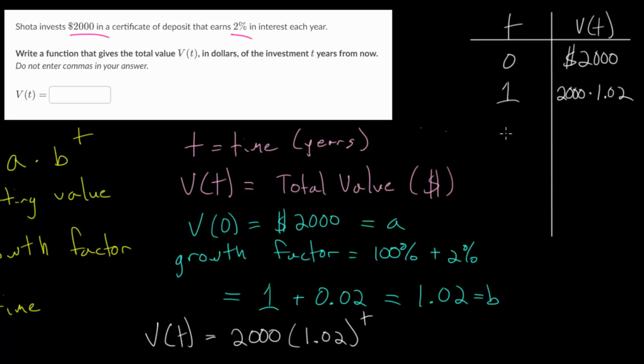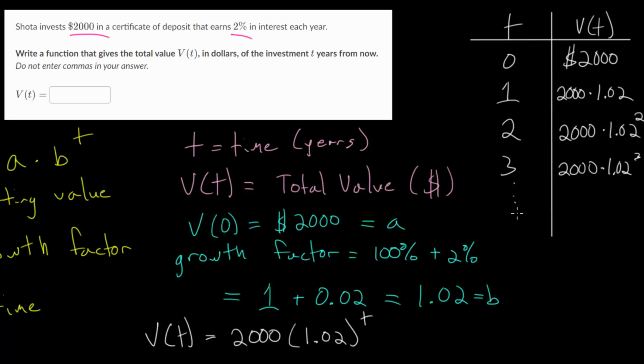For year 2, we'll take the previous dollar amount and again increase it by 2%, or essentially multiply it by 1.02 a second time. So we can write that as 2,000 times 1.02 to the second power. Likewise, if t is equal to 3, we're just going to multiply our previous amount by that 1.02 again, so we get 2,000 times 1.02 to the third.